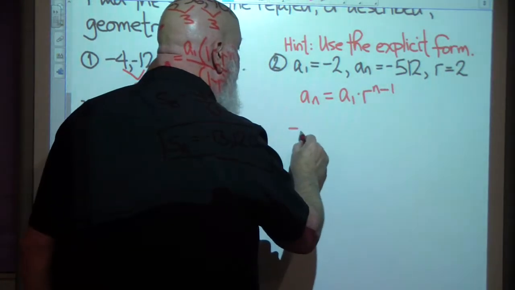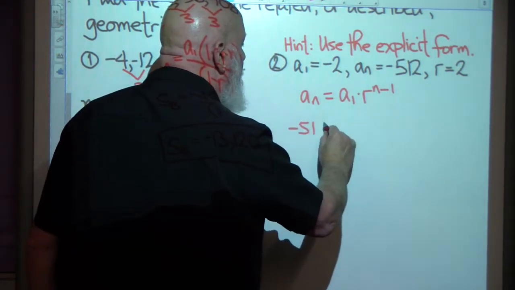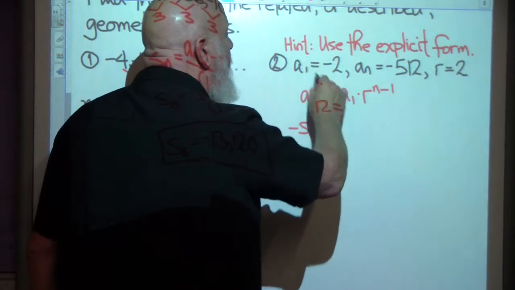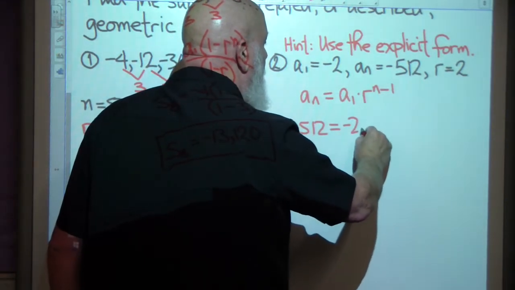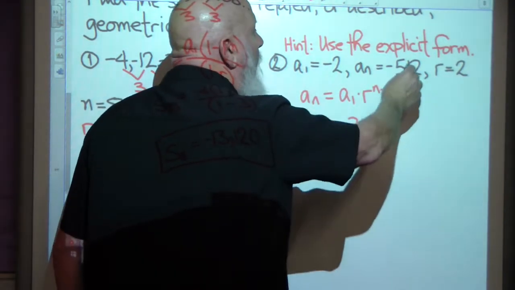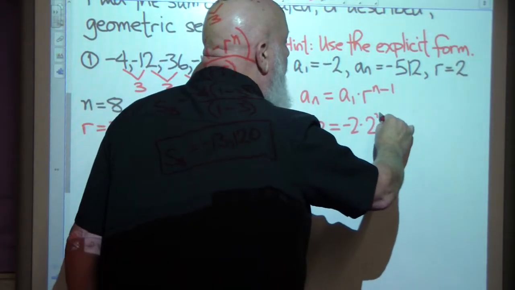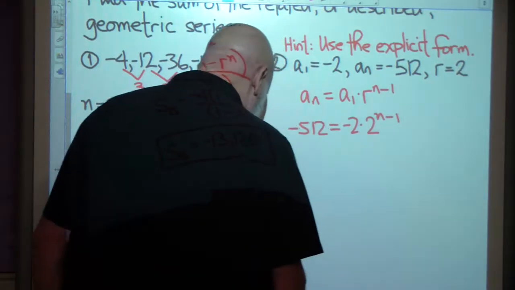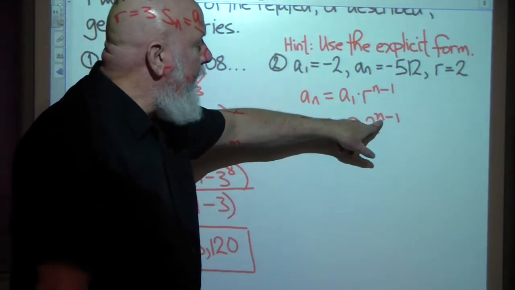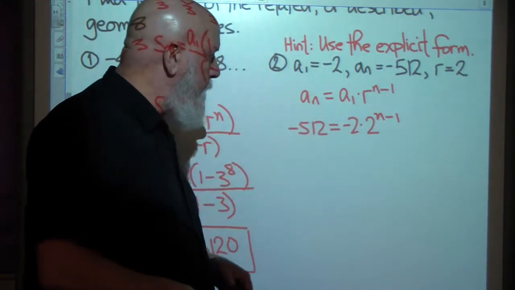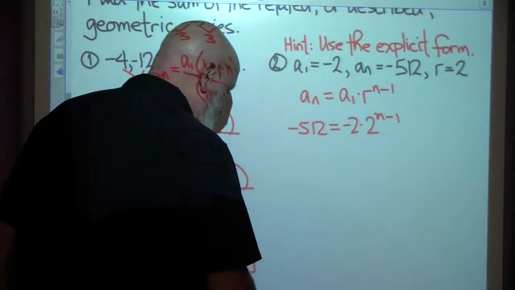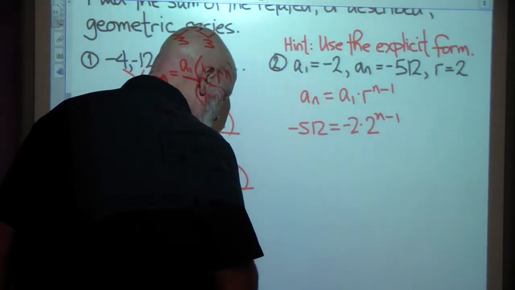I'm going to call that negative 512 is equal to a sub 1, which is negative 2, times r, which is 2, to the n minus 1. Well, I don't know what n is. That's what I'm looking for. Here's how we're going to find it. I'm going to solve this for n using a little trick that I'm going to show you. You might remember it from Algebra 2.